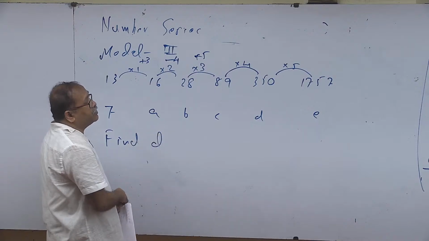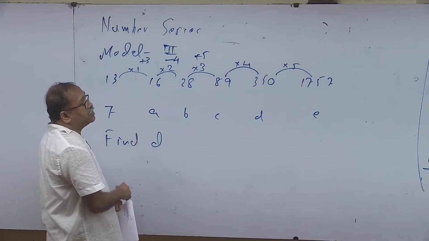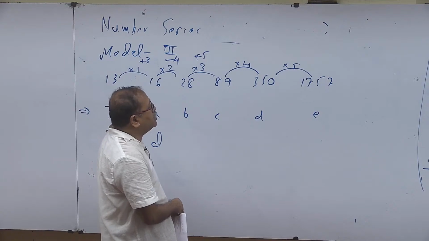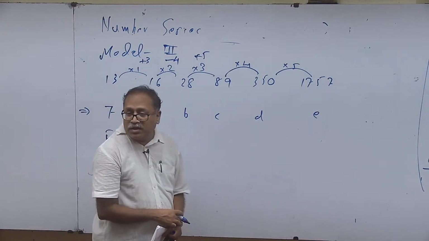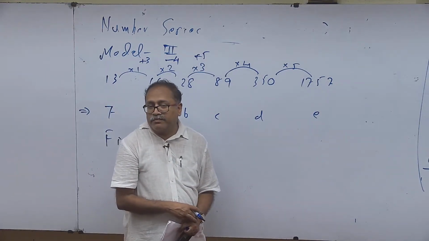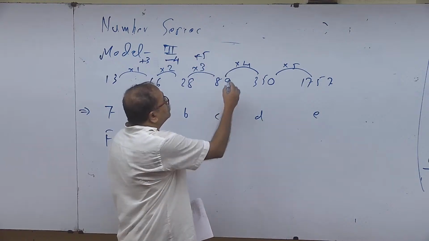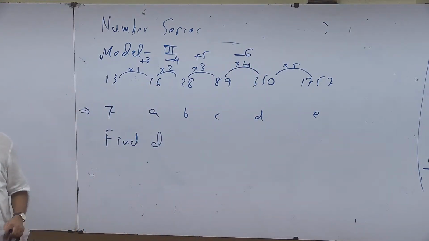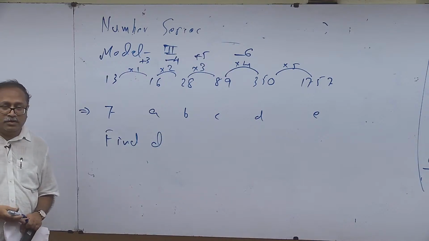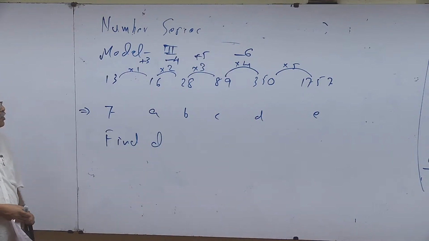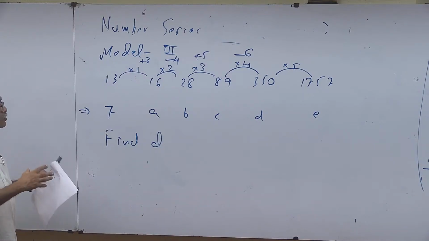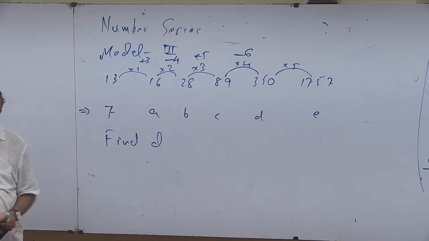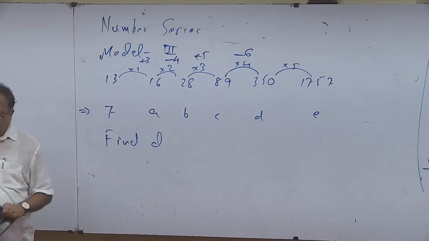The next one will be minus 6. Let's check that: 4 times 9 is 36, minus 6 is 30, carry 3, and 4 times 8 is 32, plus 3 is 35. So this one is into 4 minus 6. You got the logic, right? Based on the same logic, apply that logic on 7 and find what comes at D. Do it.